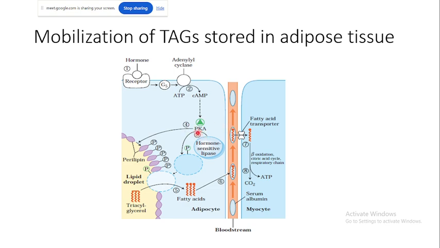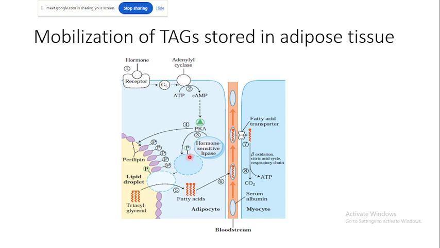Now this PKA will phosphorylate the perilipin, which is the boundary where the lipid molecules are stored in the form of triacylglycerol, right? So whenever this PKA phosphorylates this perilipin, there will be a hole, and these triacylglycerols can come to the cytosol of the adipocyte because of this phosphorylation.